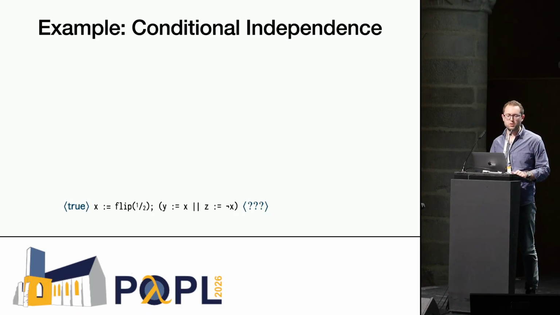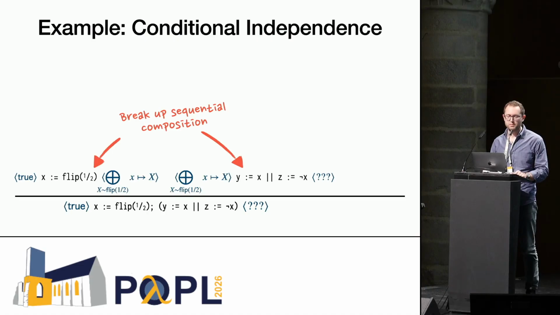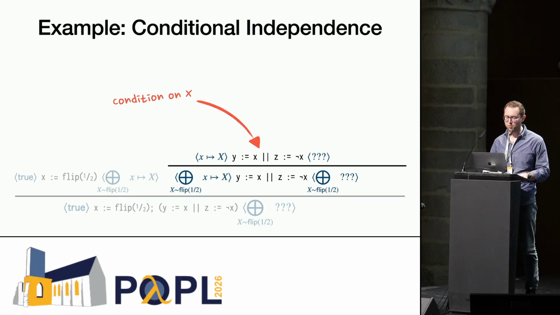So the first thing we're going to do is split up the sequential composition. And for the first component, it's obvious that we can just say that X is distributed like a coin flip. And now we can move on to the second component. For the second component, the next thing we're going to do is use this outcome splitting rule to reason underneath the O+ modality. And now we're in a position where X is deterministic. It's universally quantified, but it's deterministic.